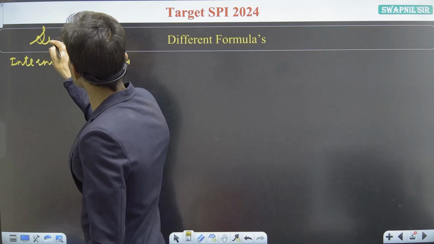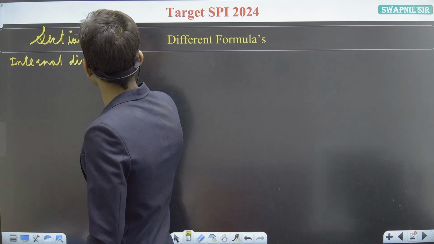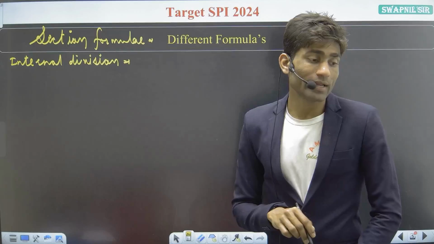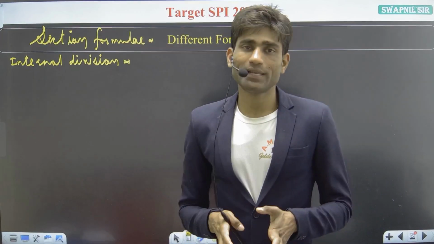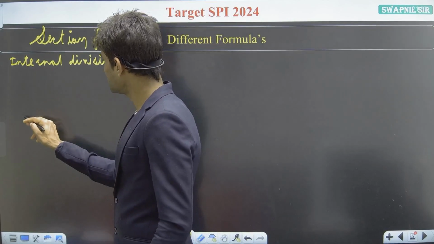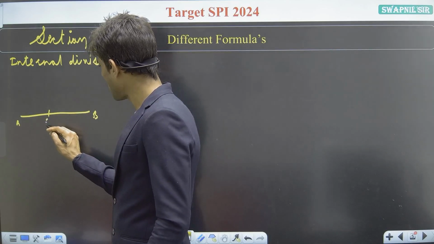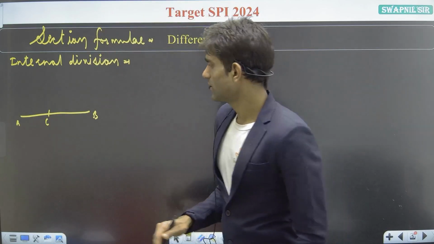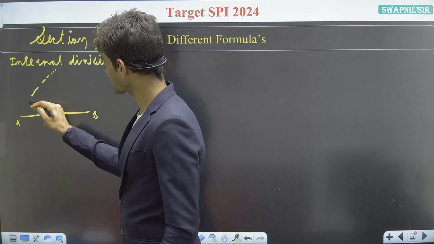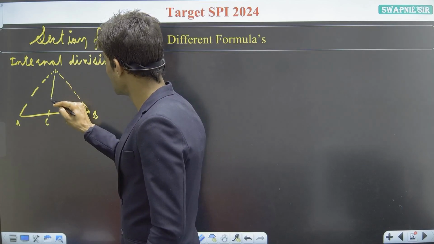This one is the section formula, first for internal division. Now let me explain with a figure. How can we define the section formula for internal division? See that this one is our line segment AB which divides the third point C internally. And let me plot a triangle which completely lies on our line segment AB.